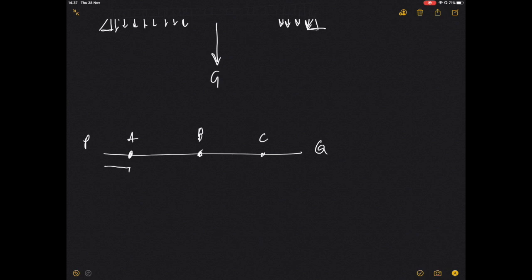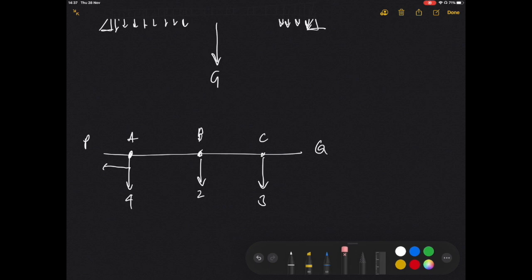Anyway, so what we can say is we've got some distances here. So I'm going to draw those 2 meters. We've got some weights even, which are 4 newtons, 2 newtons, and 3 newtons. I'm just going to get rid of that line there. Okay, and then we've got some distances.